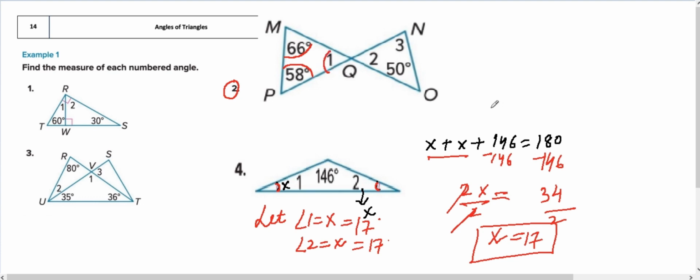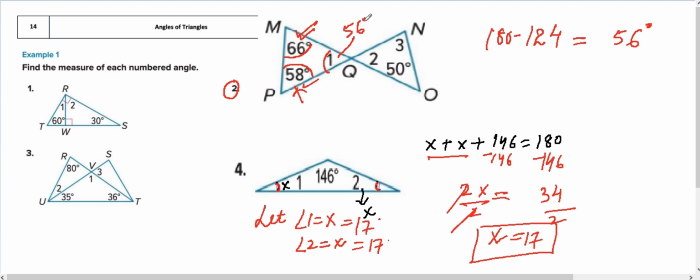Just add them and subtract from 180. So if I add these two angles, what will I get? It is 14 and 124, and subtract from 180. I added these two, I'm getting 124. So subtract from 180, what will you get? You will get 56. 10 minus 4 is 6, and 7 minus 2 is 5, so 56. So angle 1 is 56.